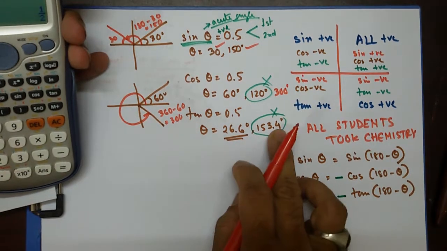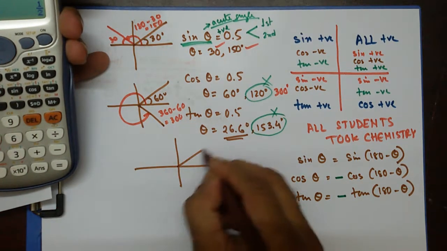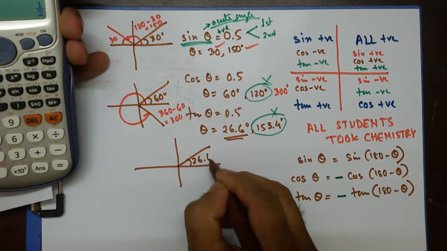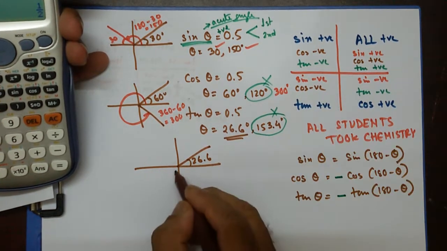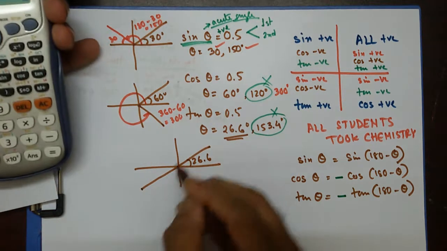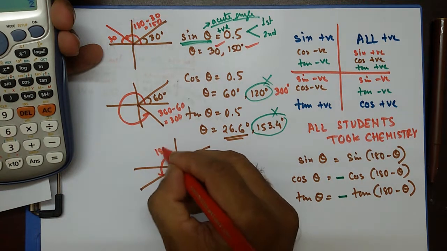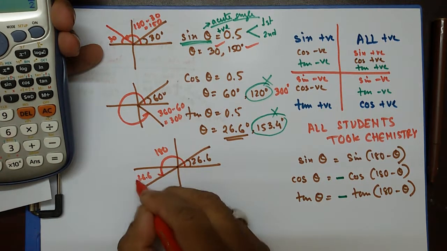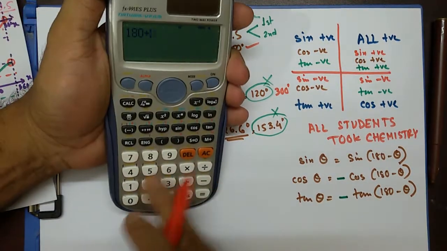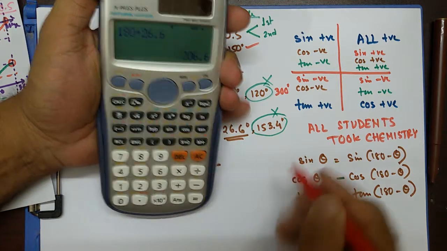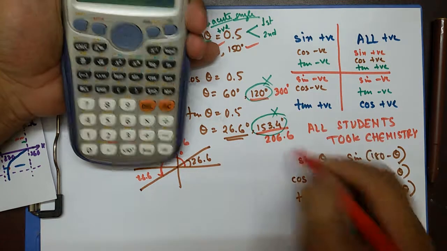Okay, now for the tan, I'm going to draw the graph again. The first is over here and that's 26.6. Now tan is positive again in the third quadrant, so this should be somewhere over here. And this angle should be 180 plus 26.6. That's going to give me 206.6, not that. So instead of that, I'm going to write down that.